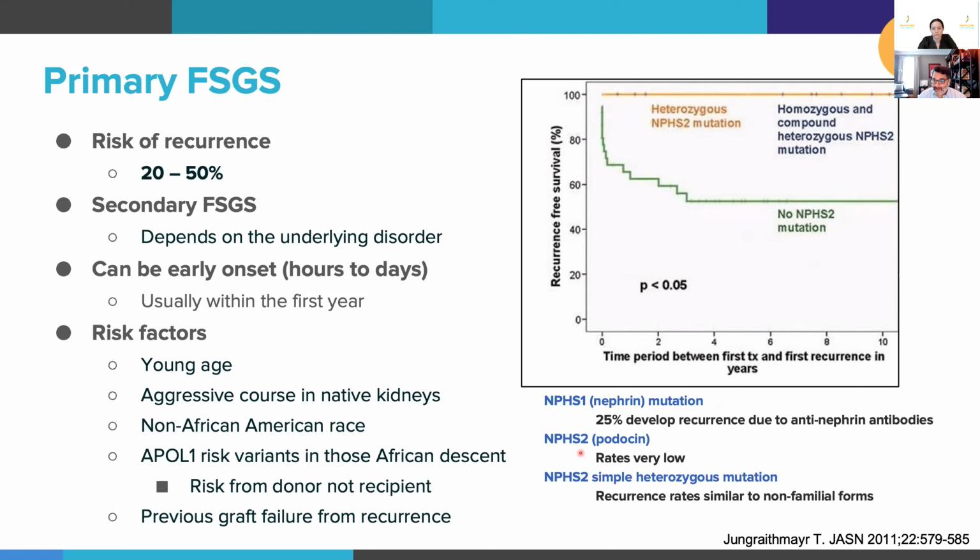If you have something called an NPHS2 mutation, or a mutation in something called podocin, the rates of recurrence are really low.